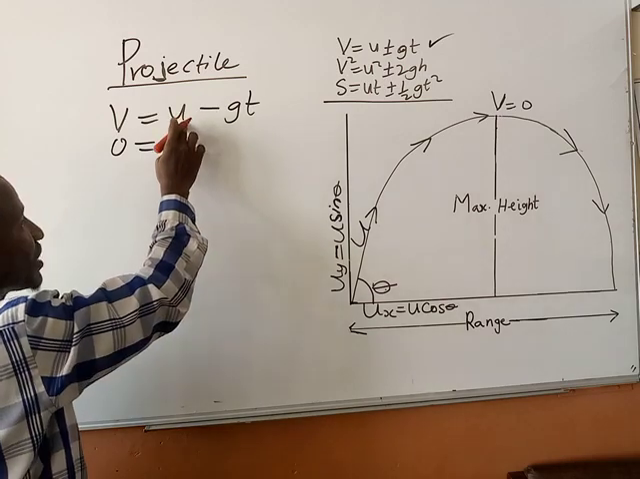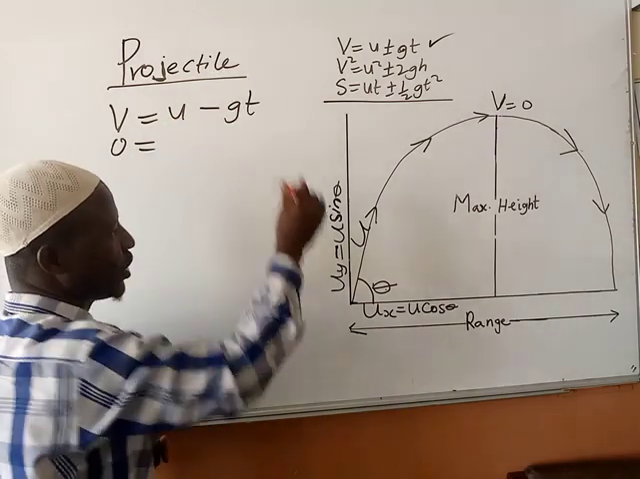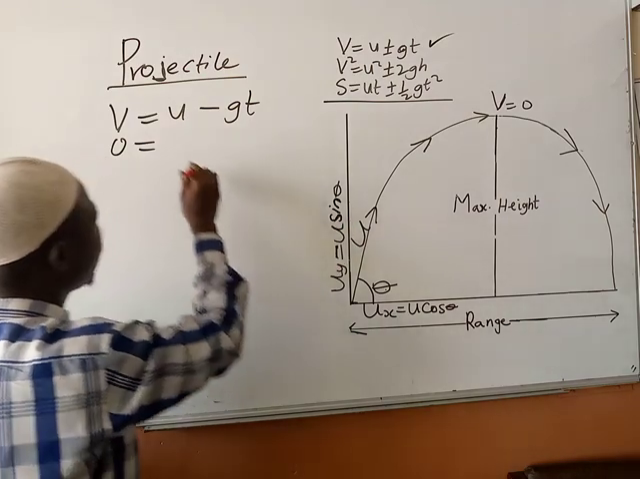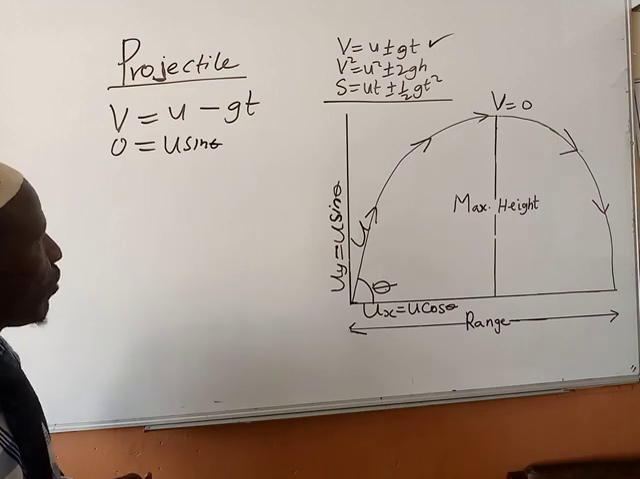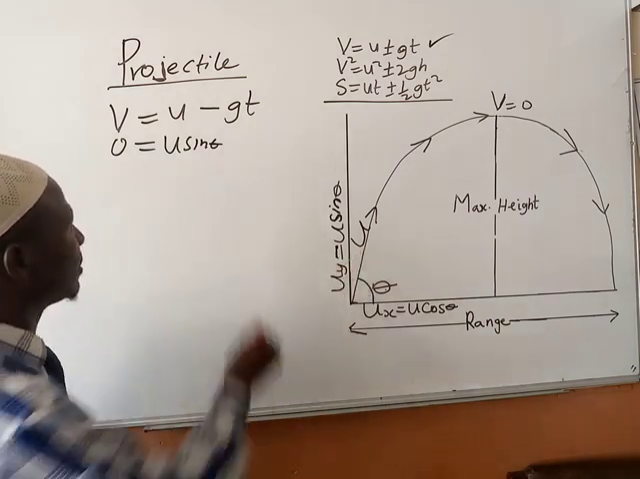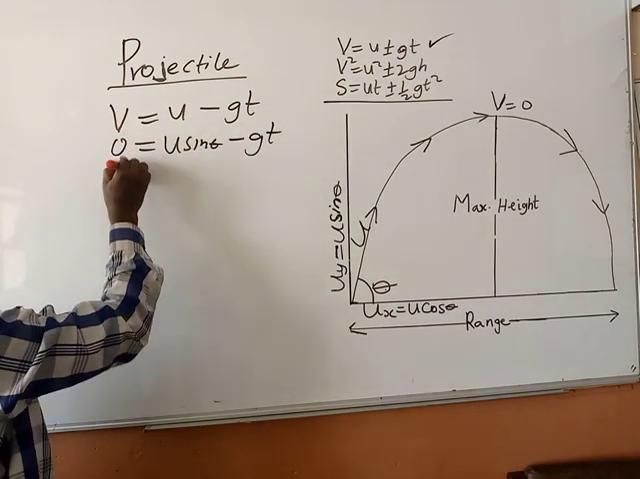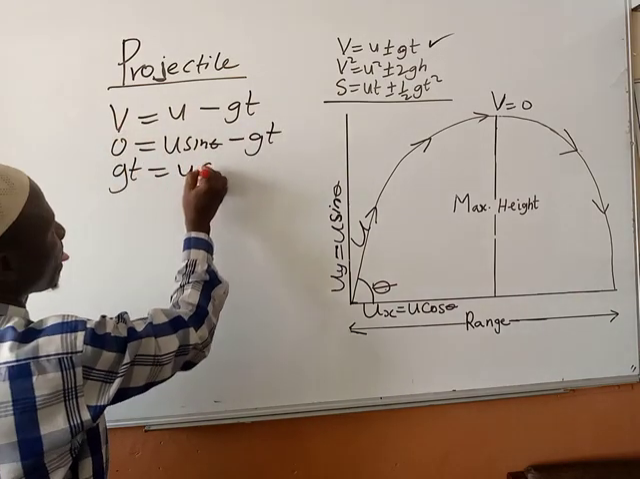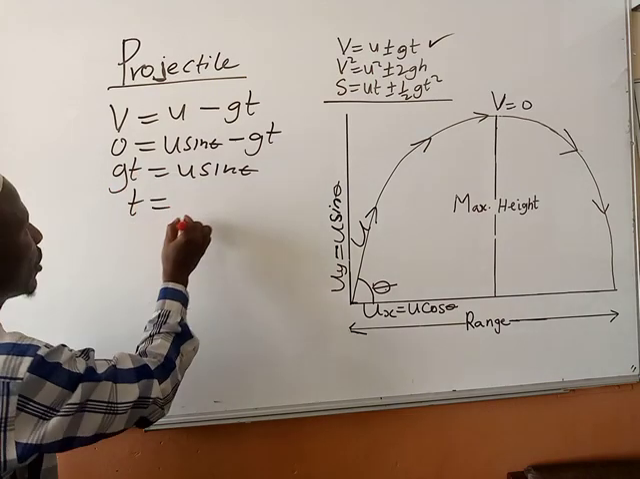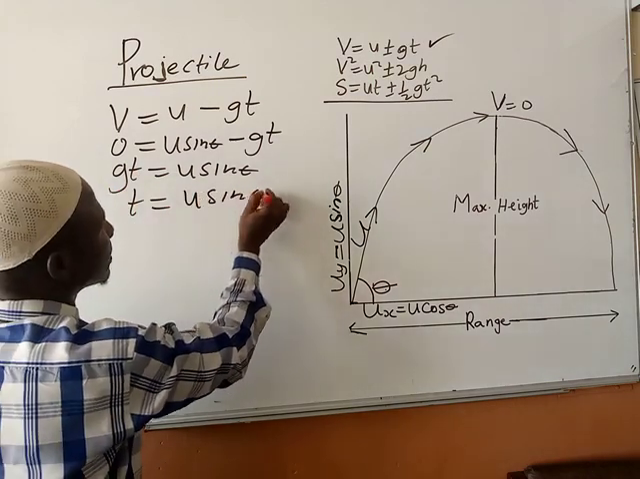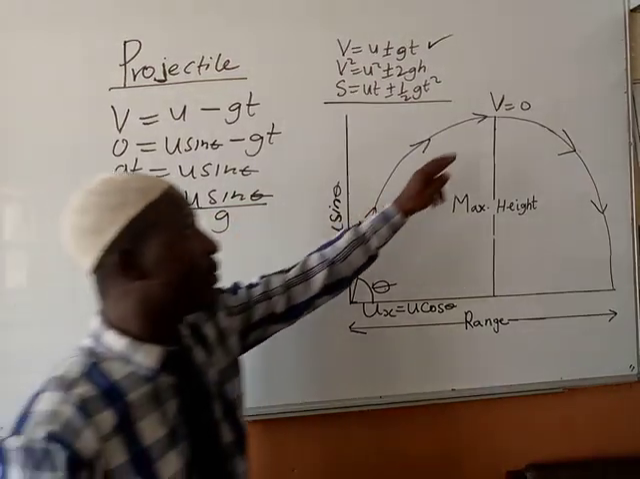Then for the initial velocity, we need the vertical component this time because the object is moving up. So we are going to use u sin theta, that is the vertical component of our initial velocity, minus gt. Then you bring this one here, we have gt is equal to u sin theta. Then make t the subject of the formula. t is equal to u sin theta over g, and this is the time to reach maximum height.